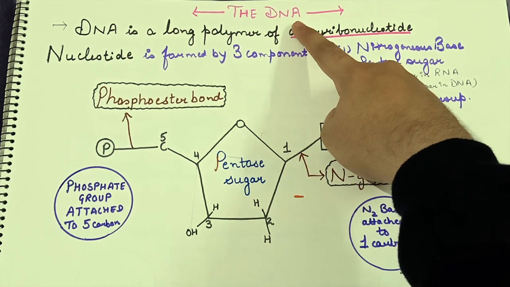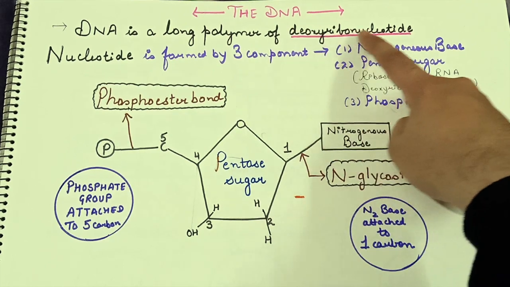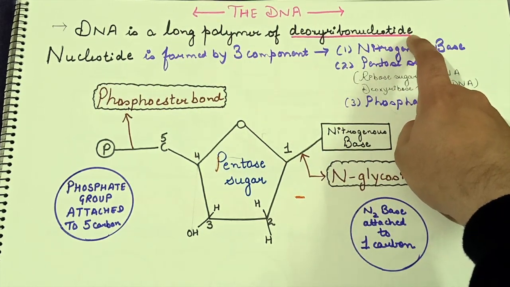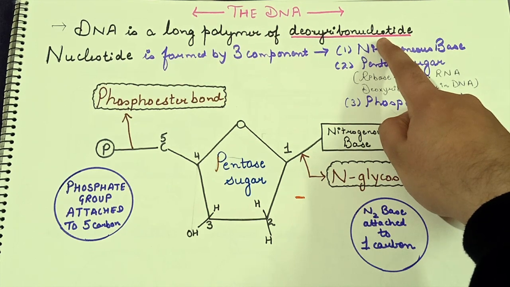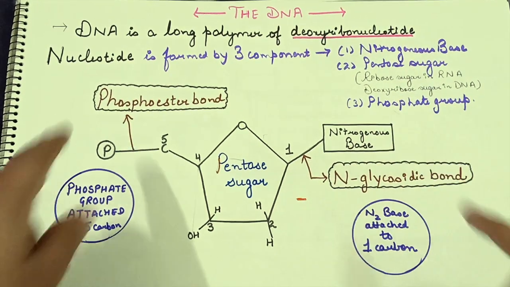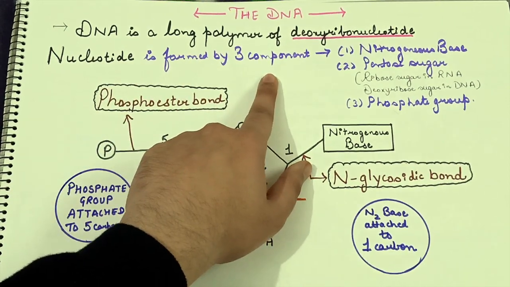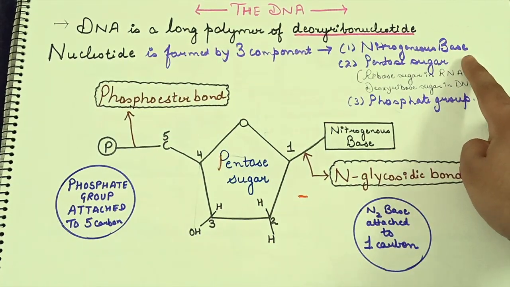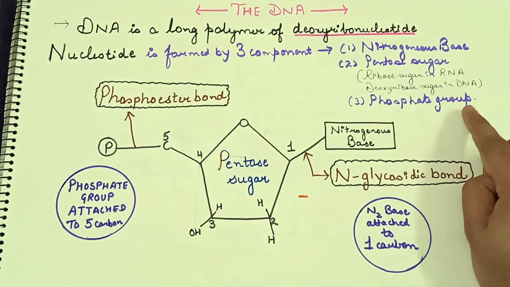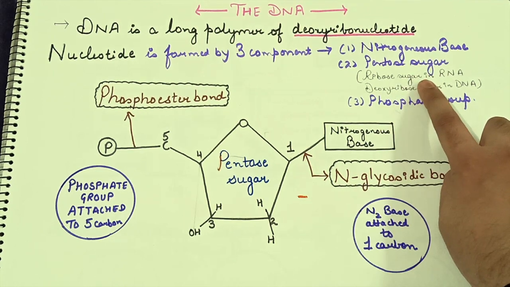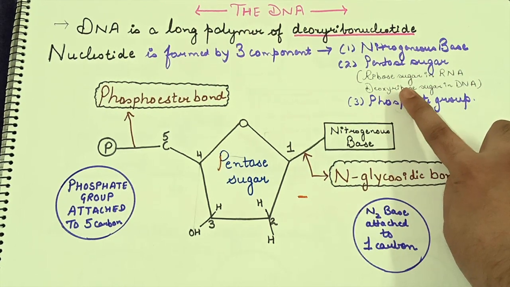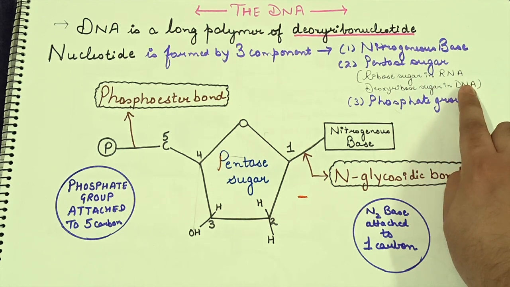DNA, which is called deoxyribonucleic acid, is a long polymer of deoxyribonucleotide. It means it is made when a long chain of nucleotides are linked together. Now, what is a nucleotide? A nucleotide is formed by three components: a nitrogenous base, a pentose sugar, and a phosphate group. This pentose sugar is ribose sugar in case of RNA and deoxyribose sugar in case of DNA.